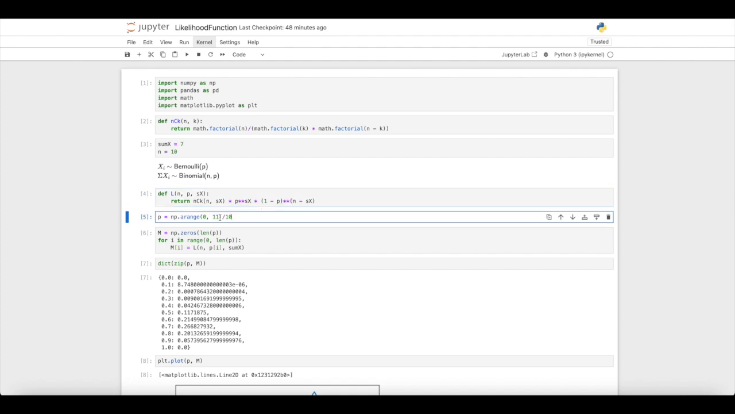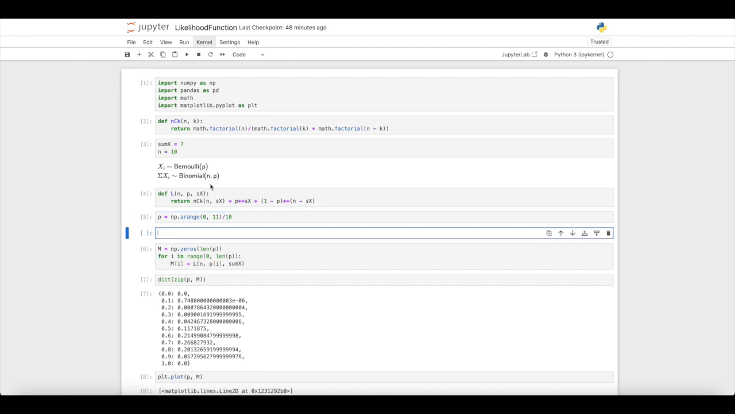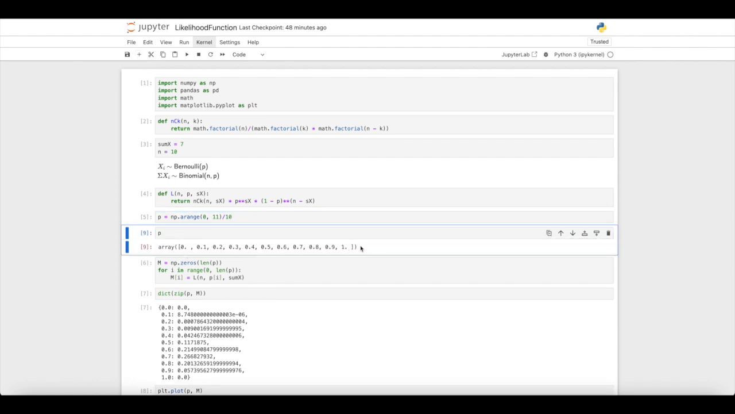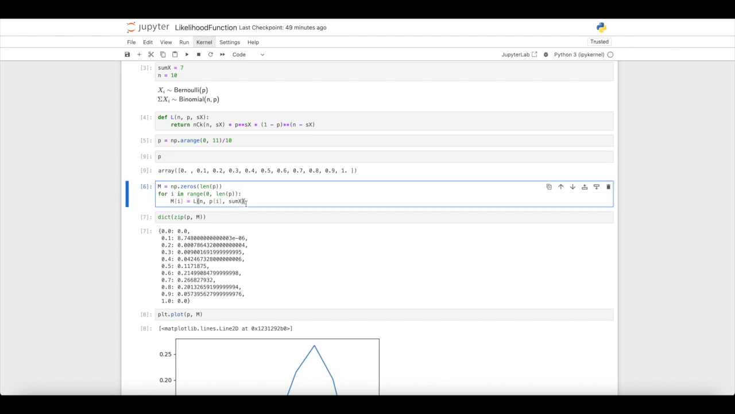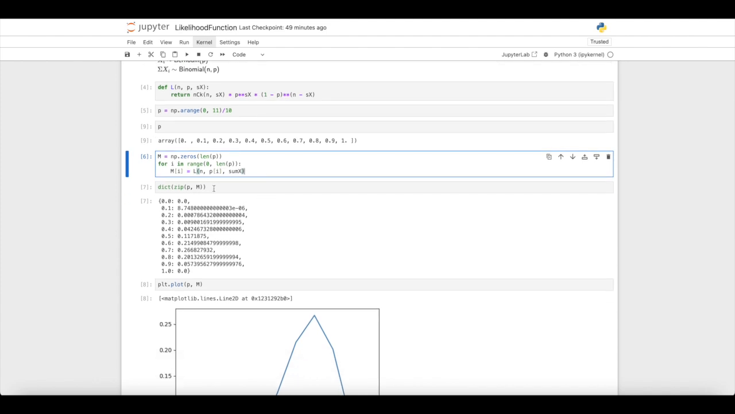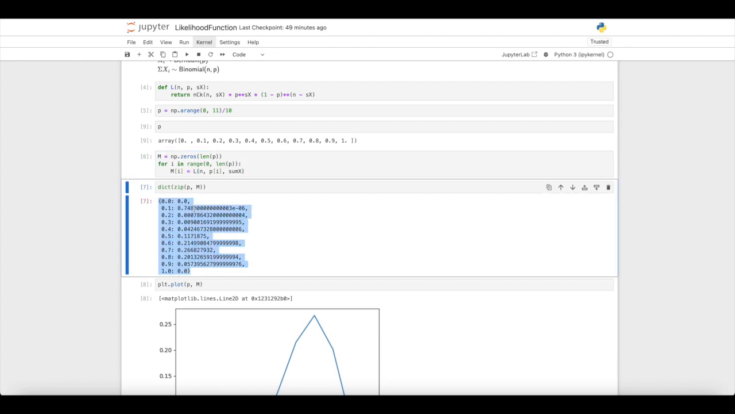Now I have gotten p, so I can just show the values of p. That is from 0 to 1 with a 0.1 gap between each. In each entry I have filled out the likelihood value, or the value of the density function at the summation of x with respect to p, which is the likelihood function of pi. And then this is the dictionary, which just shows all the values of the likelihood function with respect to p.